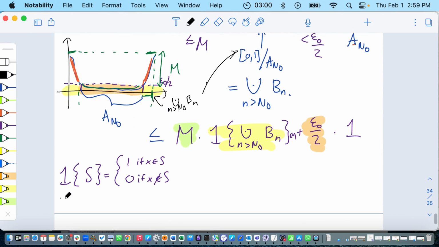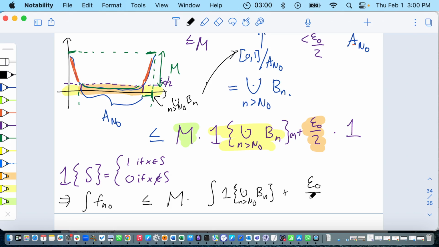So therefore, the integral of fn naught is less than or equal to what? We proved integrals for step functions obey inequalities. It's less than M times the integral of this guy. Let me write it out as one more step: the sum over n greater than n naught of B_n plus epsilon naught over 2, and I'm integrating from 0 to 1. So this is 1. Okay. Yeah, so I did it on the interval 0, 1.